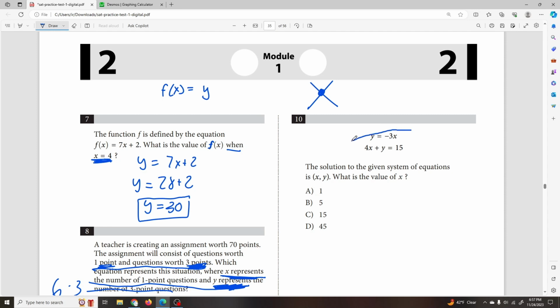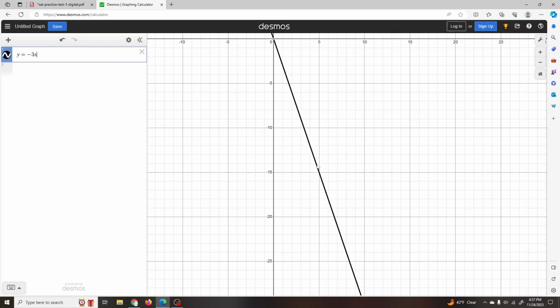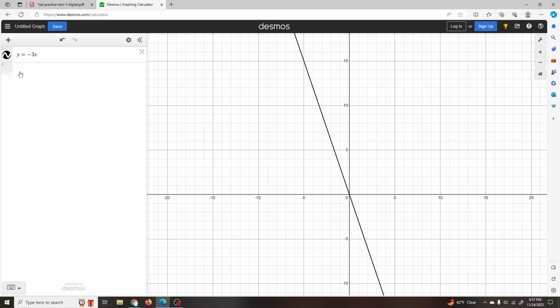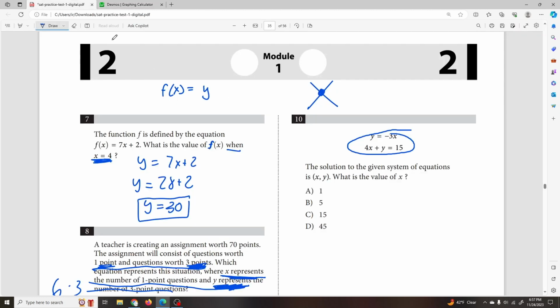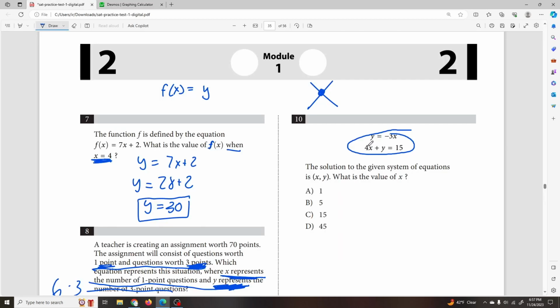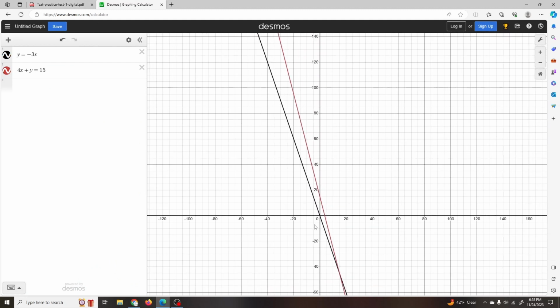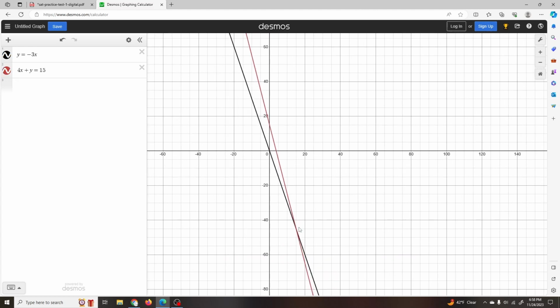All you have to do is just plug this system of equations into the calculator. So here you could just type in y is equal to negative 3x, and that's going to give me that line. Here, for the second equation, I could just type in 4x plus y is equal to 15. And now I have my two lines. All I have to do is just find the point at which they intersect. You can see that up here they're moving away from one another, and here they're going closer. So my point of intersection automatically has to be somewhere down here.